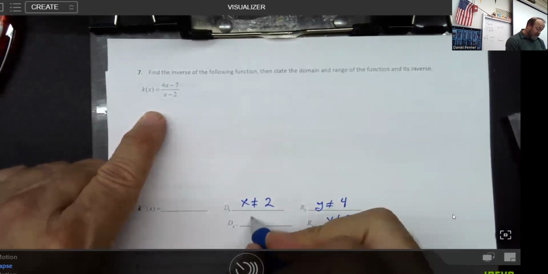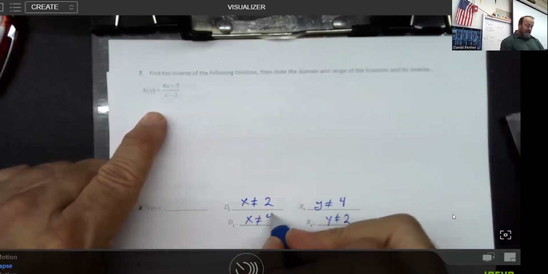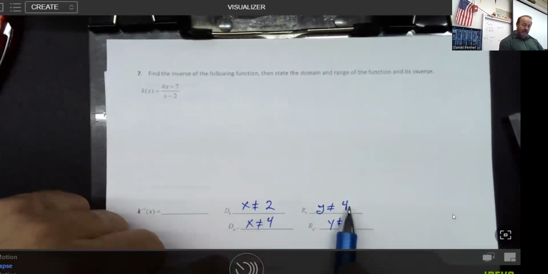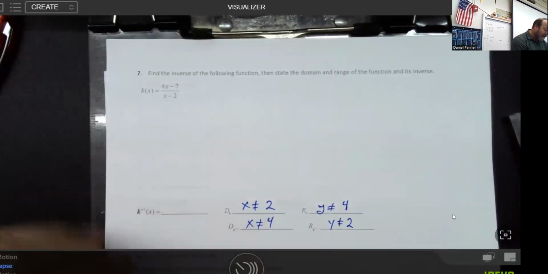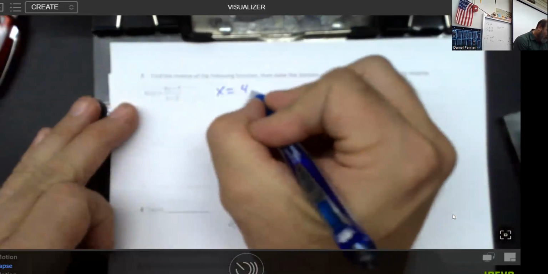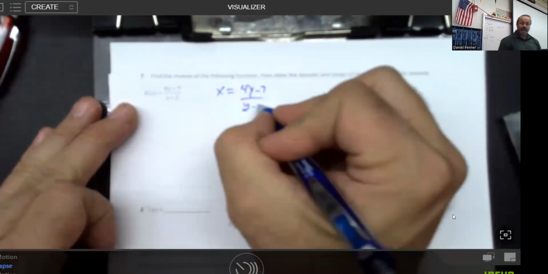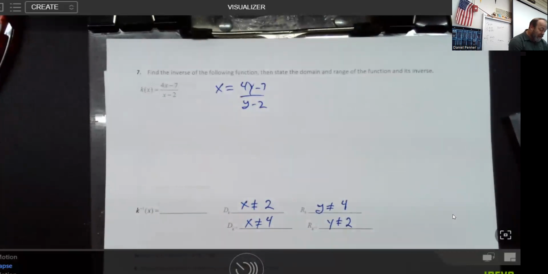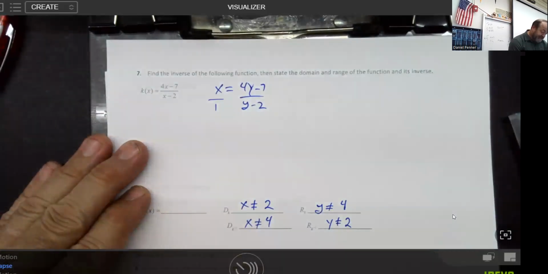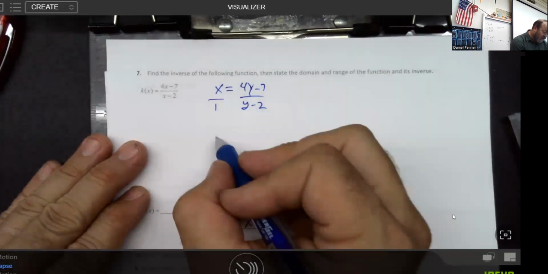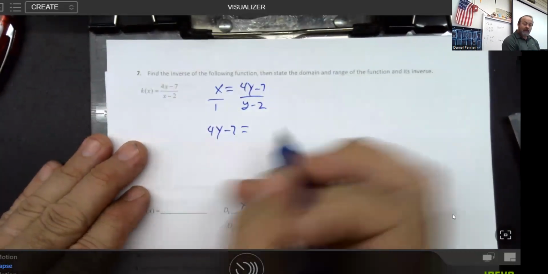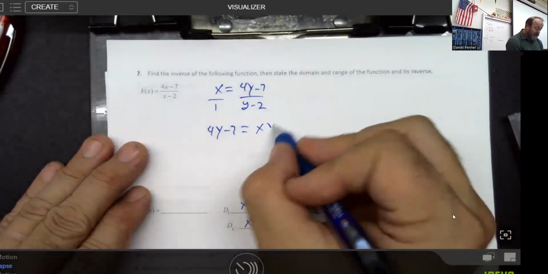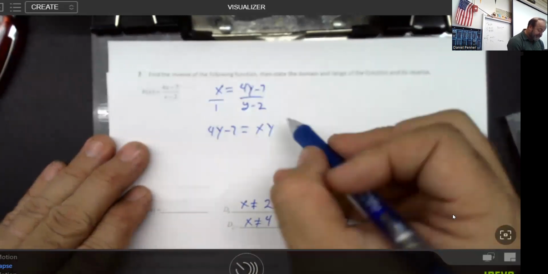So we should be able to predict what is happening, because remember, your original domain becomes your new range, and your original range becomes your new domain, because X and Y switch. So here we go. We're going to start by swapping X and Y. Next we'd really like to get Y by itself, so I like to cross multiply. That gives me 4y minus 7 equals xy minus 2x, because remember, x times y and x times 2.